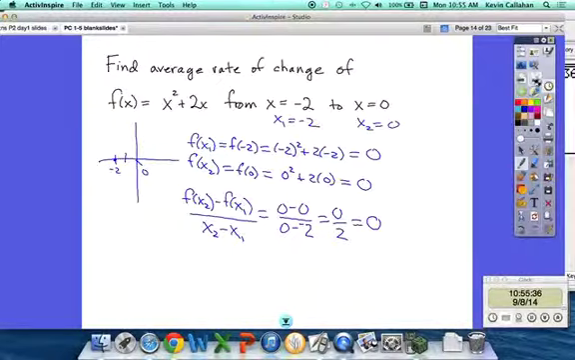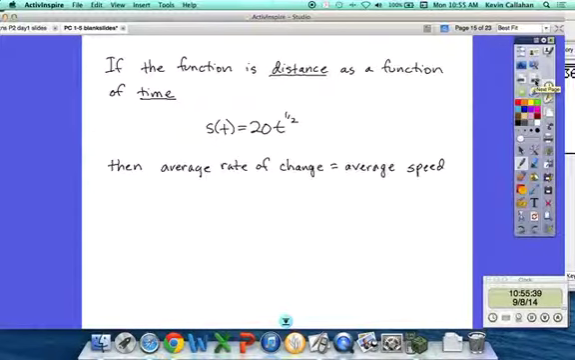If the function happens to be distance as a function of time, something like s of t, the s is usually a position function. So when you plug in for the t, it tells you how far something went. Then when you have that kind of function, the average rate of change is actually the speed. So there are problems that say, find the speed of something, and it just means the average rate of change. It's the same thing. So since this is position as a function of time, or distance as a function of time, then the average rate of change equals the average speed.